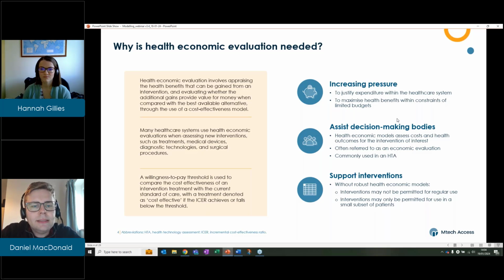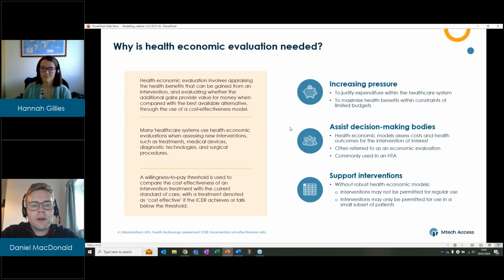Health economic evaluation involves appraising the health benefits that can be gained from an intervention and evaluating whether the additional gains provide value for money when compared with the best available alternative, through the use of a cost effectiveness model. It is crucial for decision making, and it allows health agencies to decide what is the most efficient allocation of money, which is crucial when you've got, say, a constrained budget system. Say in the UK, you've only got a certain amount of healthcare expenditure. How can we spend that money efficiently? That's where health economic evaluation comes in.